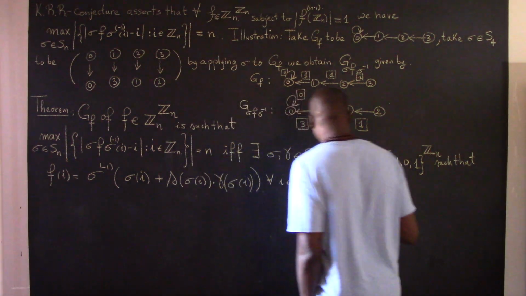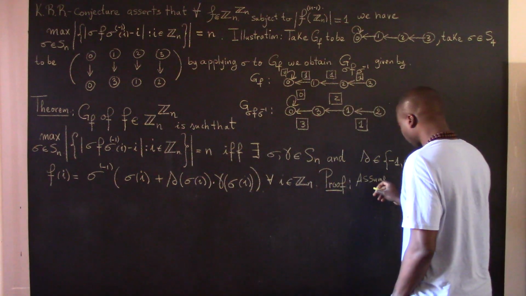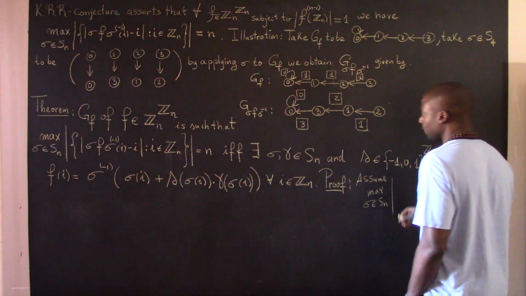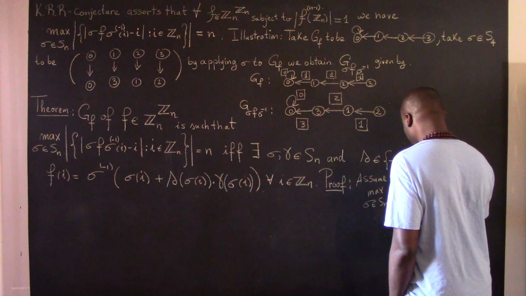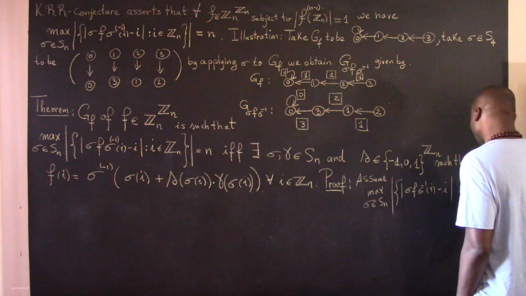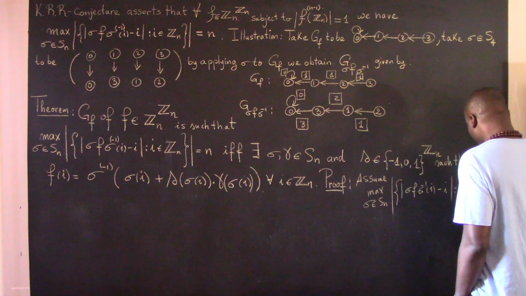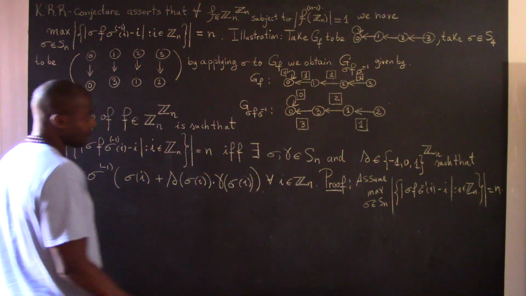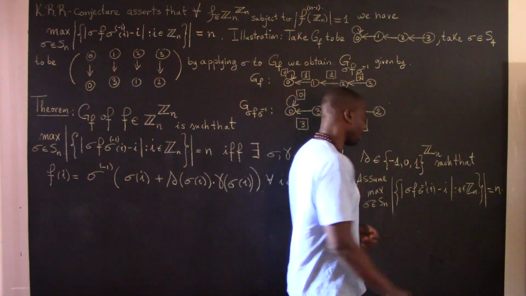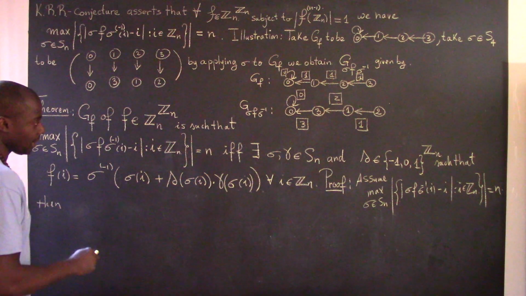So assume, so here we're going to assume that the maximum over sigma in Sn of the size of this set, sigma f sigma inverse of I minus I, for I in Zn, this is a set. Assume that this is equal to n. I'm going to make this assumption. That's the hard direction. So if we assume that this f is actually a solution to our optimization problem, then something interesting happens.